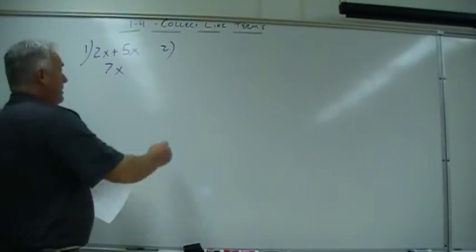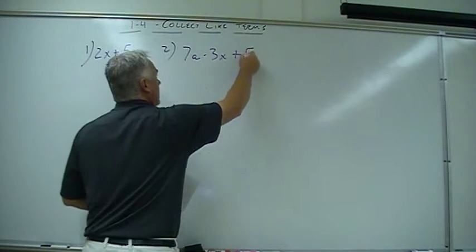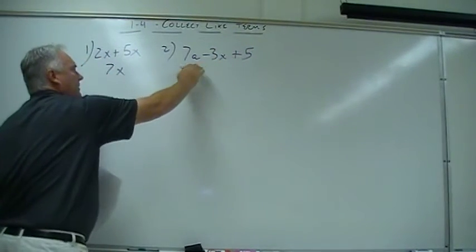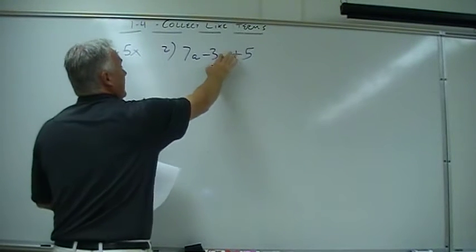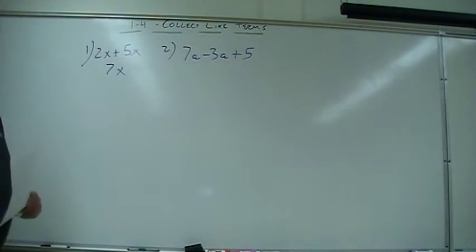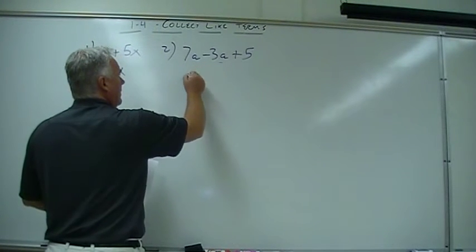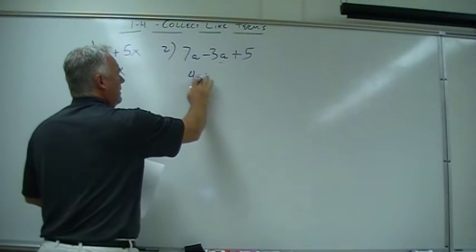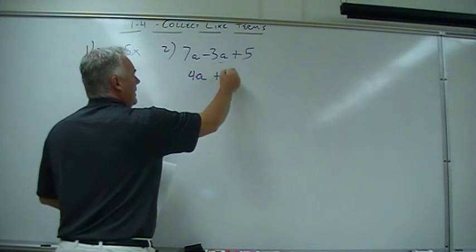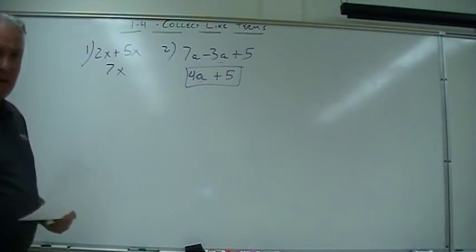2. So now we just have 7a plus 3a plus a 5. So we can do this to get 4a, and we keep that, and there is our answer for that one.